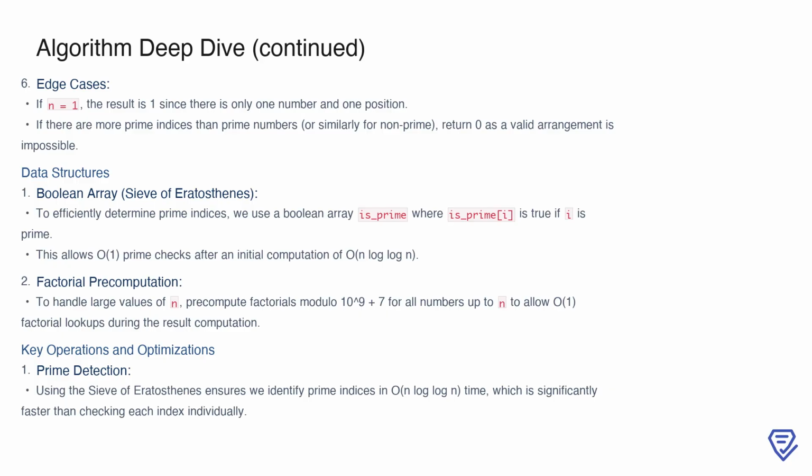To optimize the solution, we use a Boolean array to implement the sieve of Eratosthenes, where each index represents whether the corresponding number is prime. This allows for O(1) checks after the initial computation. Another key optimization is pre-computing factorials modulo 10 to the power of 9 plus 7 for all numbers up to n, so that we can retrieve factorial values in constant time during the final computation. These optimizations are crucial for handling larger values of n efficiently.